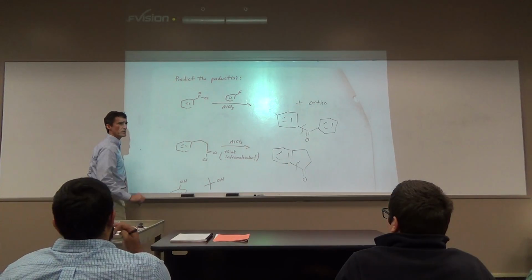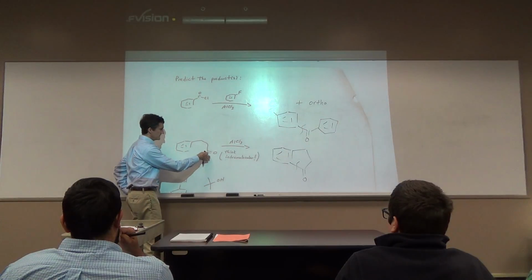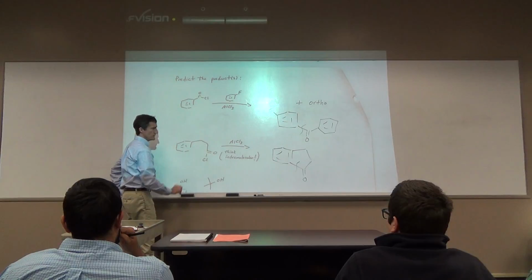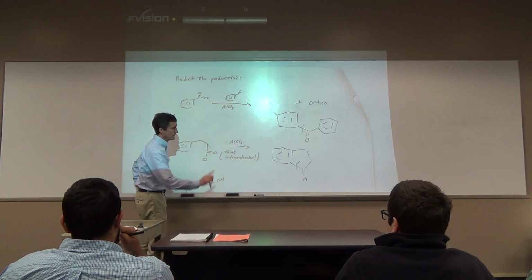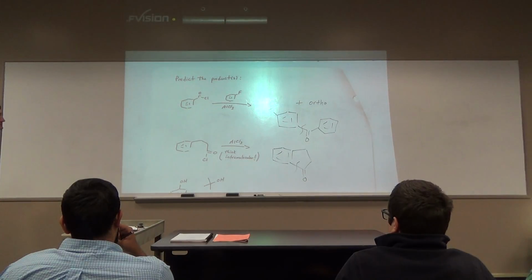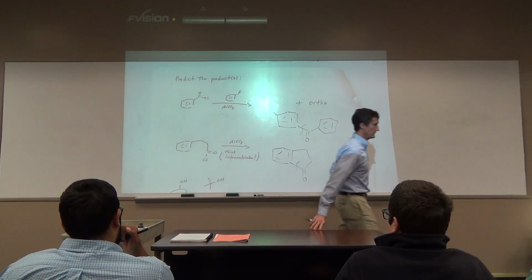If you don't see it, you should work through your mechanism. It's very straightforward. This position is attacking the acylium ion. The para position can't attack. It's over here. It's not going to be able to attack. So just one product right there. So that would be an intramolecular Friedel-Crafts acylation reaction.